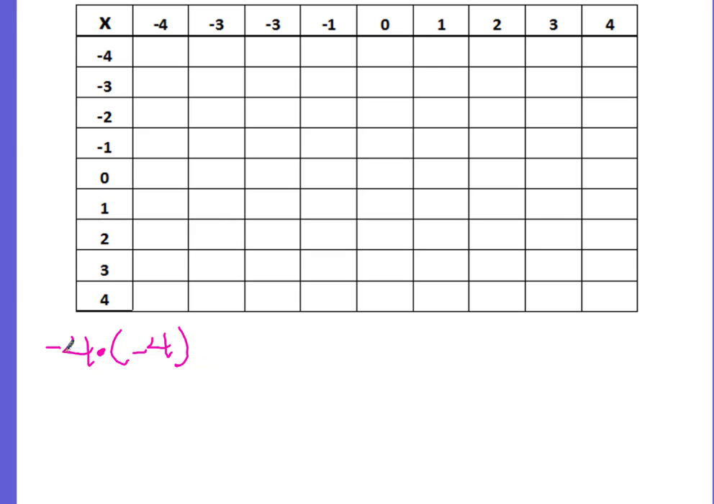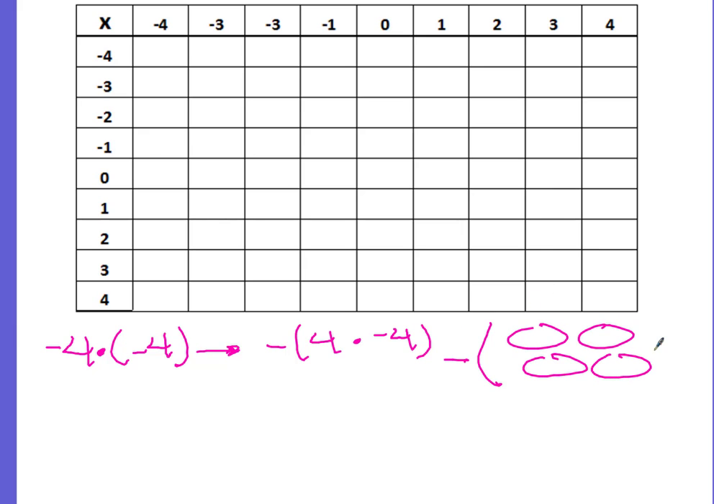And we've talked about how you cannot do that. You cannot have negative groups. So we learned to rewrite this as the opposite of 4 groups of -4. And then to model it with our chips, we'll put the opposite on the outside of parentheses. Inside our parentheses, we want 4 groups. And inside each group, we want 4 negatives.